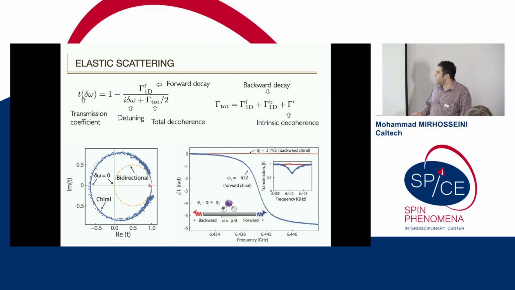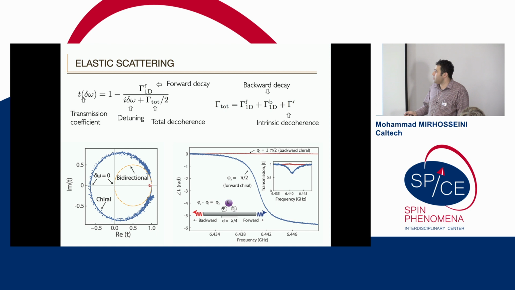So we can look for these signatures in our experiment. These blue data points are results of an experiment where we probe this waveguide with a continuous microwave tone. This is the transmission coefficient plotted in the complex plane. As you can see, the complex coefficient goes around the origin, hence the 2 pi phase that I talked about, which is a signature of a directional system.